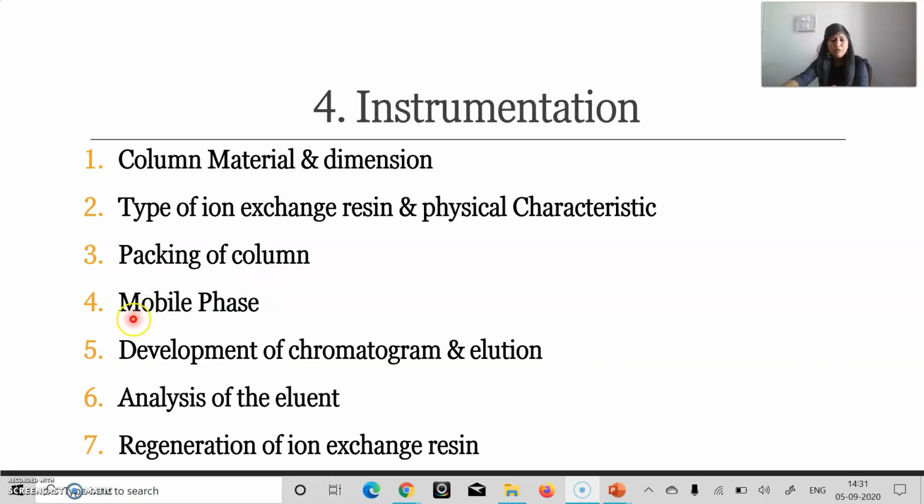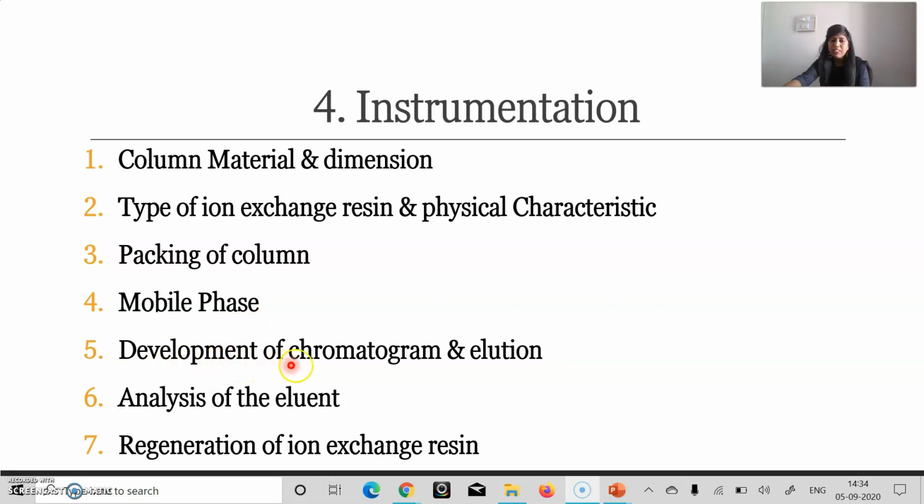Next, the fourth point, that is mobile phase. Organic solvents of different strengths, acids, alkalis, and buffer solutions can be utilized. For example, 0.1 normal HCl or 1 normal HCl, acetate buffers, phthalate buffers, phosphate buffers, etc. are being utilized as a mobile phase over here.